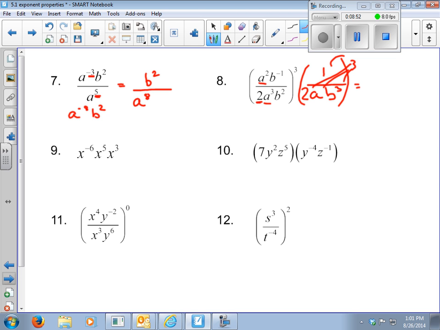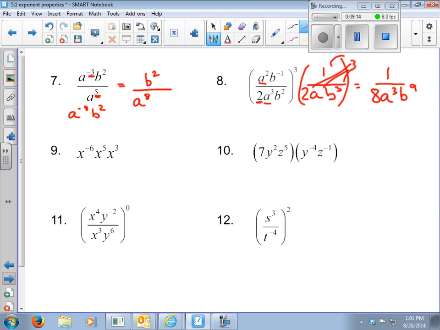1 to the 3rd, 2 to the 3rd. Be careful. Some people look at this really quickly and say 2 to the 3rd is 6. They see 2 and 3 and think 6. 2 to the 3rd power is 8. A to the 3rd. And b to the 9th. Power to a power, 3 times 3 would be to the 9th power.